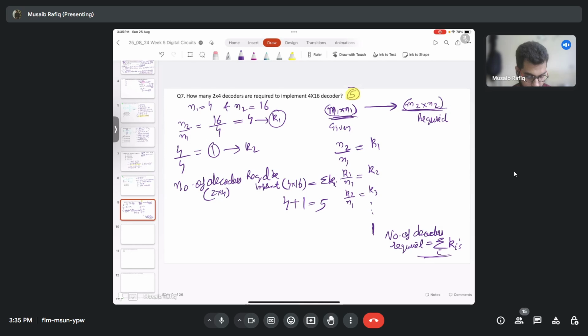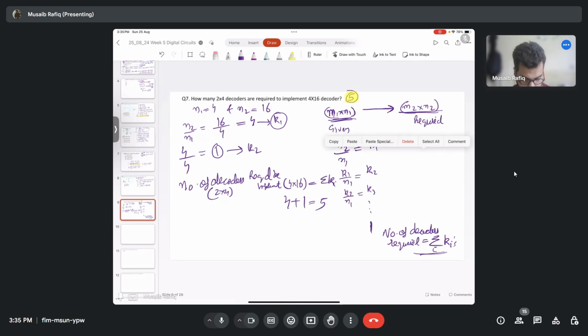What we'll do is take this N2 and divide it by N1. So I will get K1, that is my quotient, and then I will divide this K1 by N1. I'll get K2, and so on until I get my quotient as 1, and that will be Kn. Then the sum of these Ki will give me the number of decoders that are required to implement a given decoder.